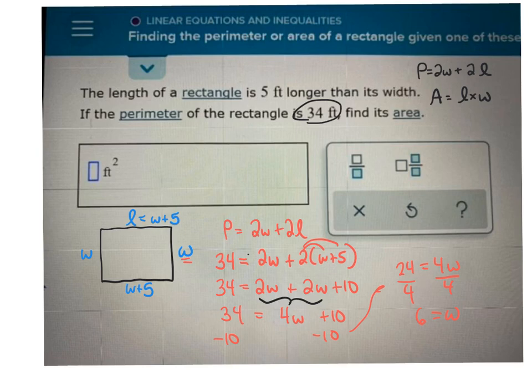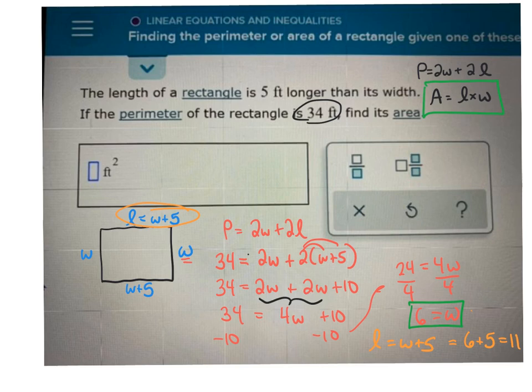So unfortunately, the problem doesn't actually ask for the width, it asks for the area. Once we have the width, that's a good first start, but now we also will need the length because the area is the length times the width. It's very simple to find the length because remember, length is the width plus 5. We get that from up here in my picture. So if my width is 6, my length is simply going to be 6 plus 5, which is 11.